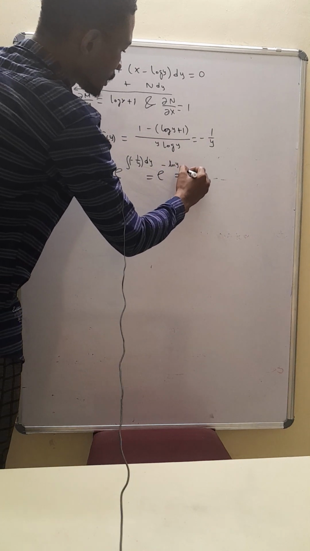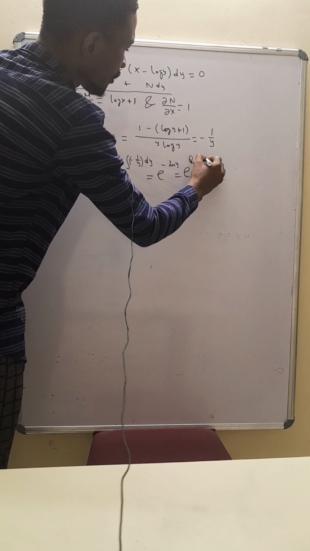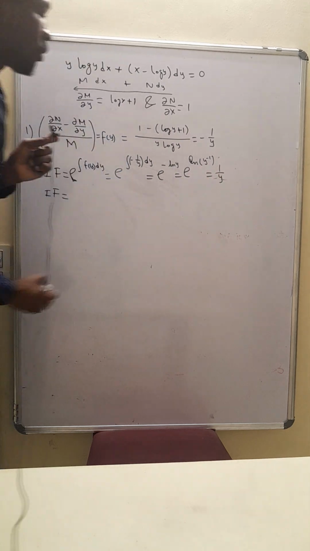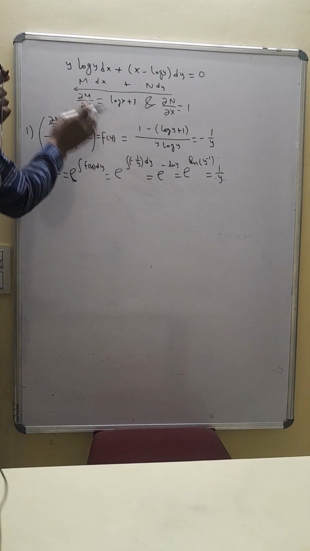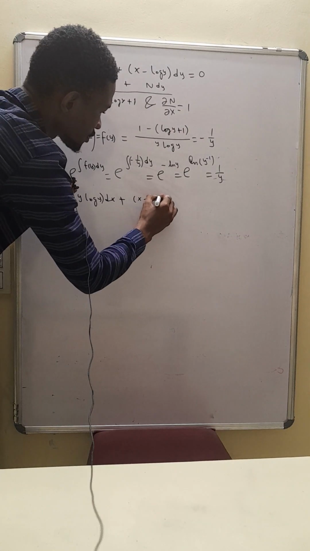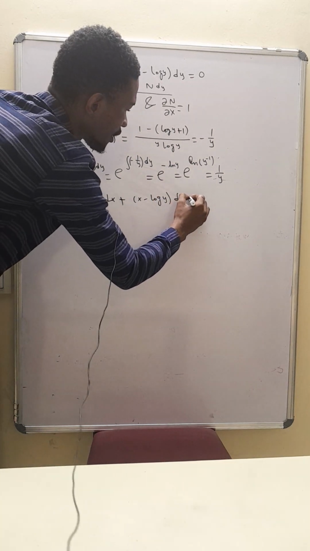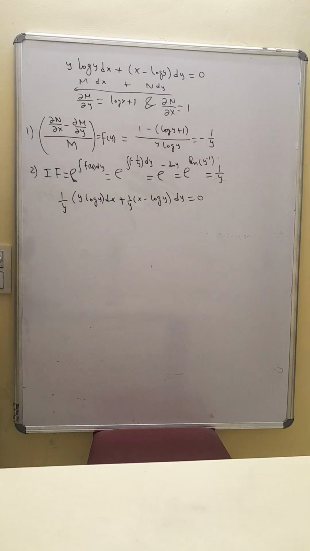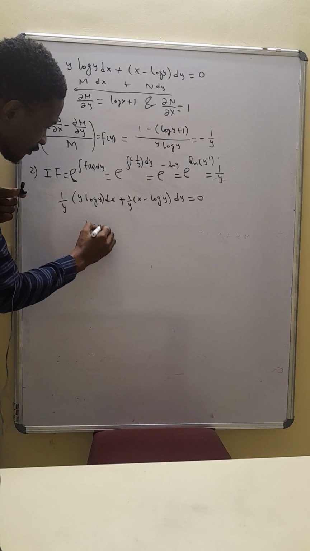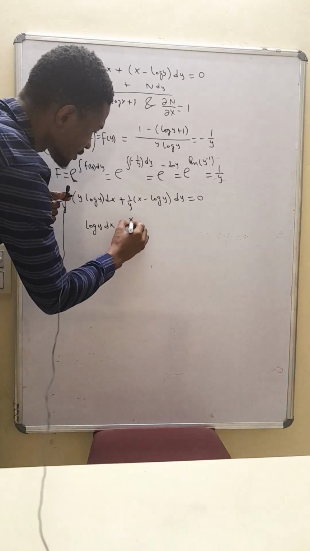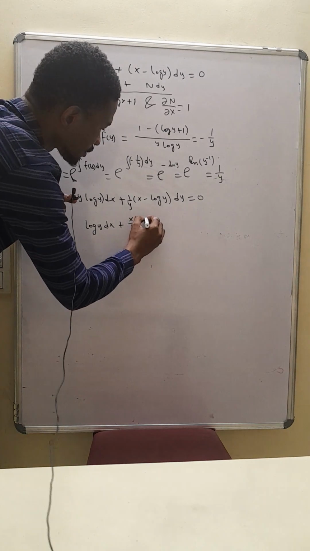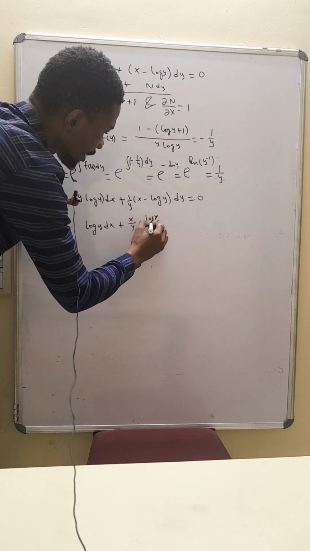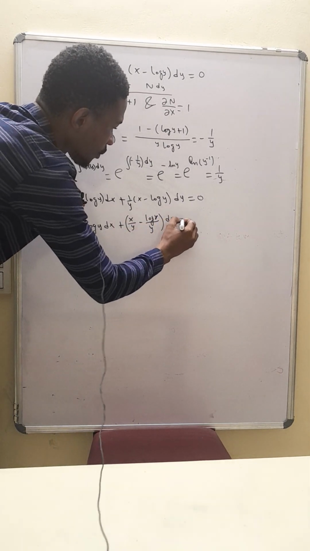So e to the power of this will be minus ln of y, which is e to the ln of y minus 1. This will be 1 upon y. This is the integrating factor. Now that you found the integrating factor, multiply everything by 1 by y. It will be y log of y dx times 1 by y, plus x minus log of y dy equal to 0 times 1 by y. So just solve. You are going to have log of y dx plus x by y minus log of y divided by y dy equal to 0.